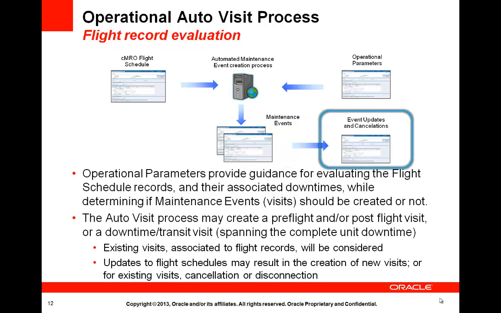The auto-visit process may create a pre-flight or post-flight visit, or a downtime transit visit, which spans the complete unit downtime. Existing visits associated to flight records will be considered. Updates to flight schedules may result in the creation of new visits, or for existing visits, cancellation or disconnection. Disconnection is a term used for when the flight record and the visit record become disconnected and won't be paired together in the unit downtimes UI.